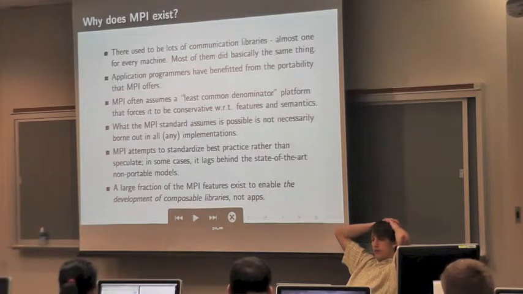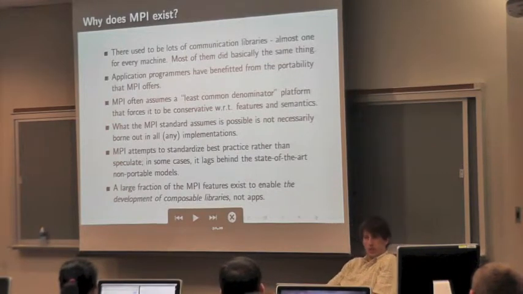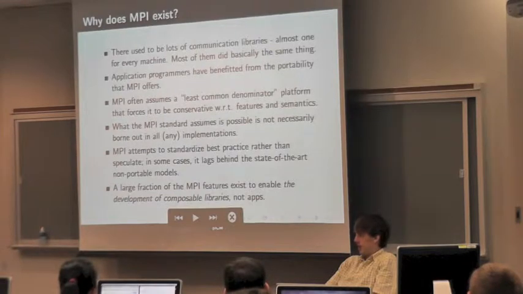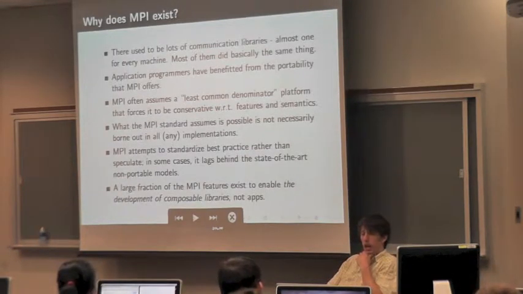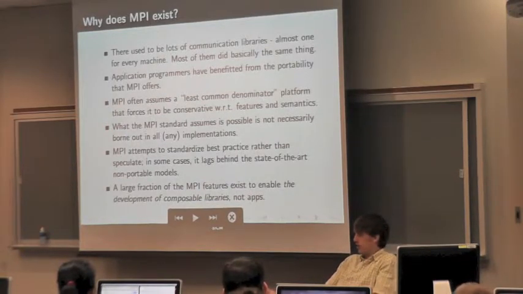So MPI assumes a least common denominator, which is a mathematical nonsense term. There's no such thing as a least common denominator in math. Bill Gropp often points this out. Bill Gropp is sort of like the Linus Torvalds of MPI in some regards, except he doesn't swear at people. He's very, very nice.